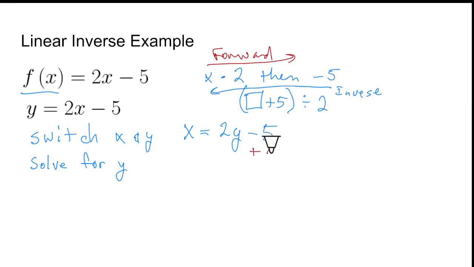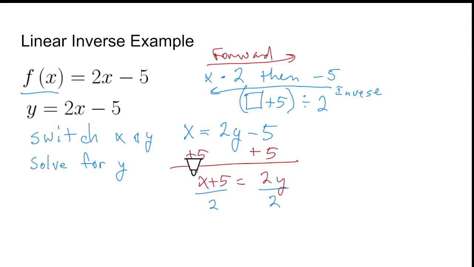So first thing we do is we add 5 to both sides. Then we get X plus 5 equals 2Y. Then we need to divide by 2 and divide the whole thing by 2. So really what's happening is X plus 5 is getting done first. And so we end up with our inverse function being X plus 5, then the whole thing divided by 2.